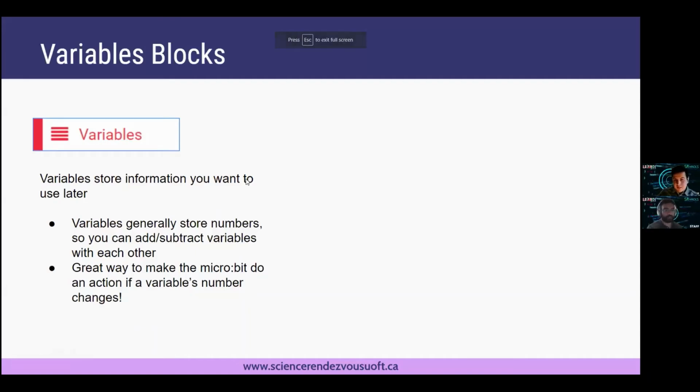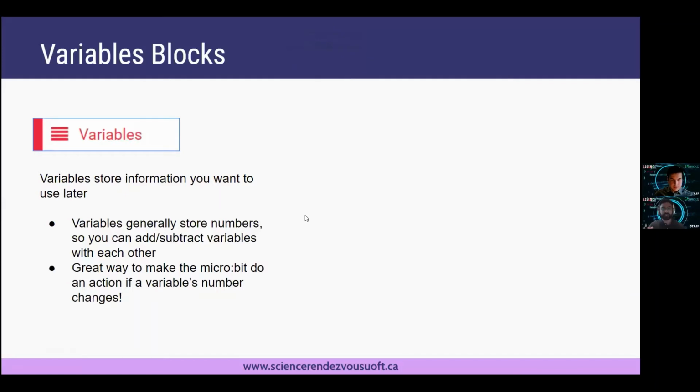All right, so variable blocks are the next one we want to talk about because they come in really handy for the following other blocks that we're going to talk about. So variables help you store information that you can use later. So they generally store numbers so that you can add and subtract variables from each other the same way you add and subtract numbers. So the reason for this is that, let's say you want to do a bunch of addition, subtraction, multiplication, anything like that, but you also want values to change, or they're changing in your code at different points.